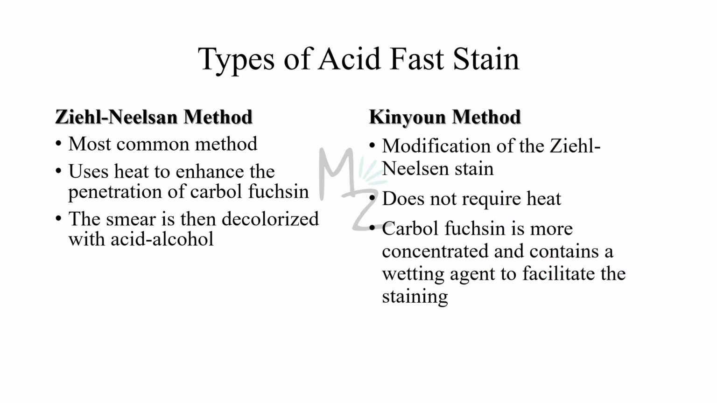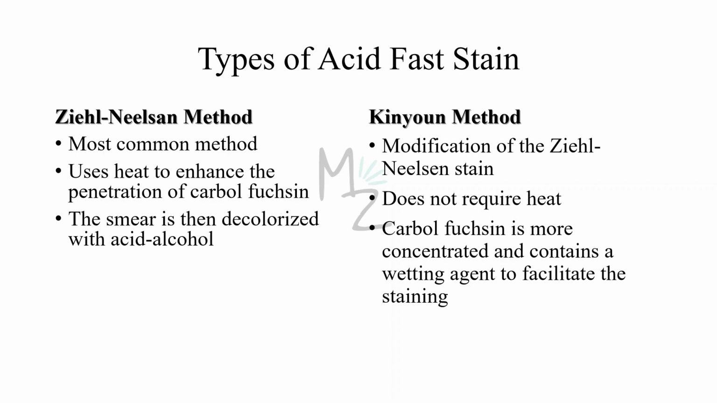Types of acid fast stain: Ziehl-Neelsen method and Kinyoun method. These are two different types of acid fast staining. There's one another, but we'll talk about that in just a moment. Ziehl-Neelsen method is the most common one. It uses heat to enhance the penetration of carbolfuchsin. But on the other hand, Kinyoun is the modification of Ziehl-Neelsen stain and it does not require heat. Carbolfuchsin used in Kinyoun method is more concentrated and it contains a wetting agent that facilitates the staining process.